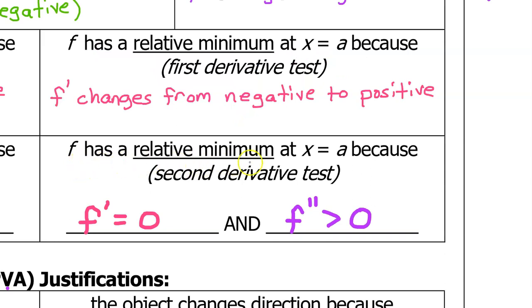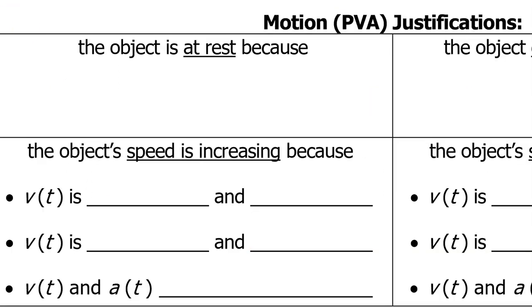F has a relative minimum at x equals a because f prime is equal to 0 and f double prime is positive. For the rest of this video, let's talk about motion justifications. In other words, let's talk about position, velocity, and acceleration.